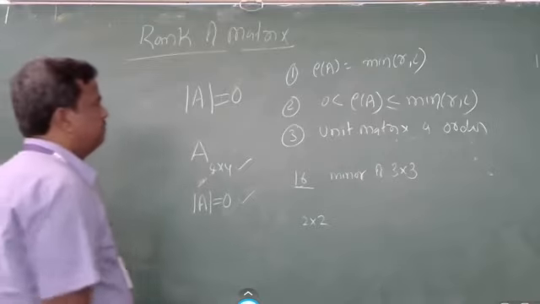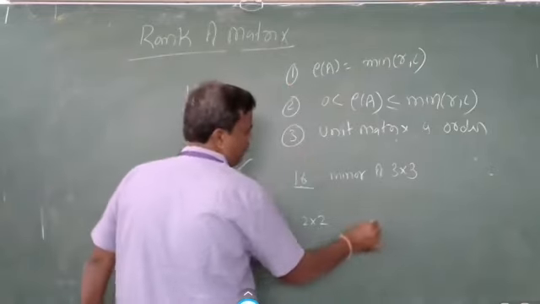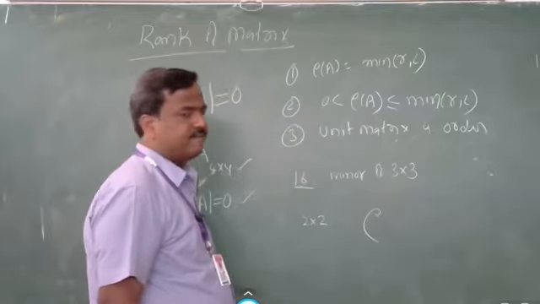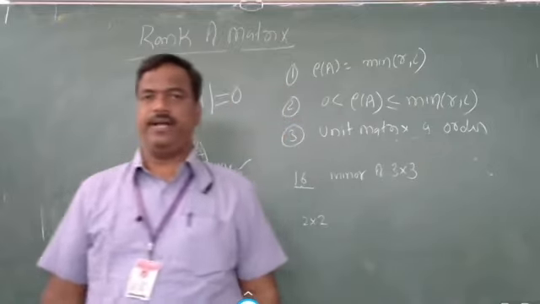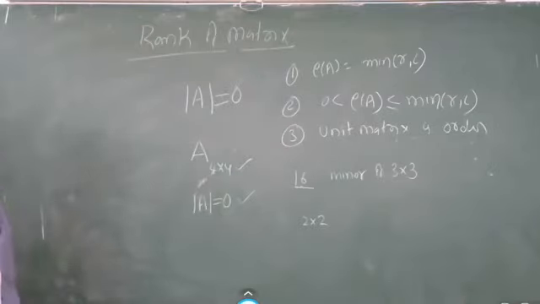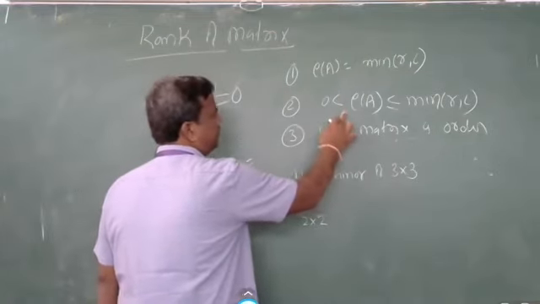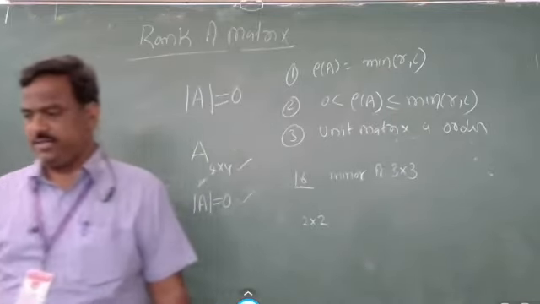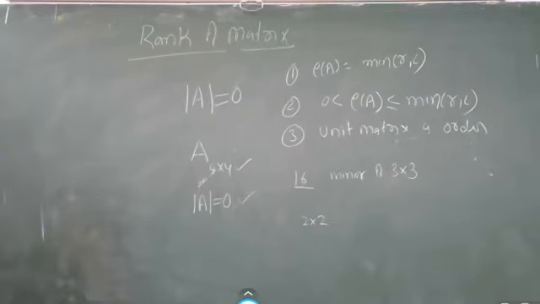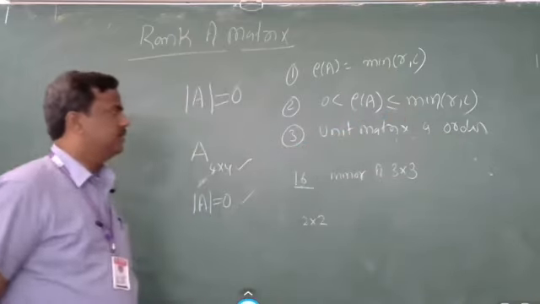And second one is, if A is a non-zero matrix, then 0 is less than rank of A, which is less than or equal to minimum of R comma C.